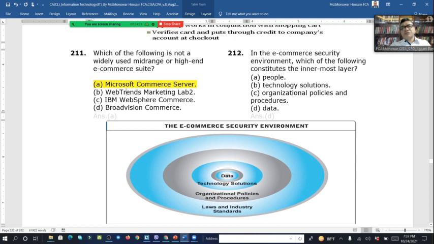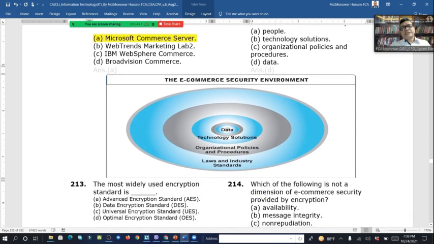In the e-commerce security environment, the basic thing is the security environment. Which of the following constitutes the innermost layer? That means layer. Look here. This is the e-commerce security environment layer. In the middle there is data, then another layer of technology solutions, the layer of organizational policies and procedures, and the final layer is laws and industry standards, ways of data use.